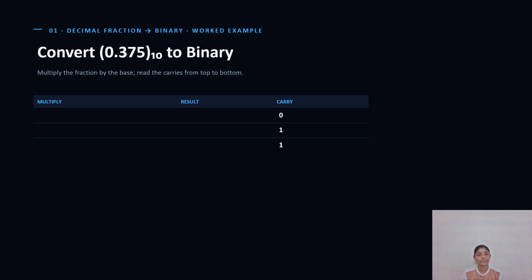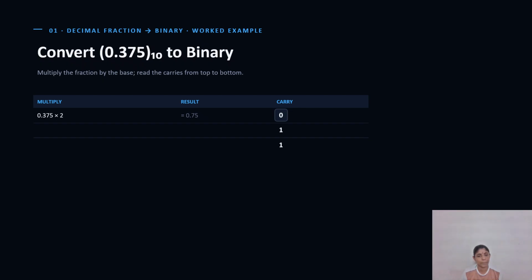If you want to convert the fractional part to other bases, you have to do multiplication by the destination base. So what is the destination base here? 2. What you have to do is multiply 0.375. So step 1 is 0.375 into 2. The result is 0.75.